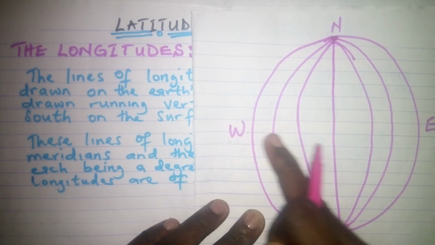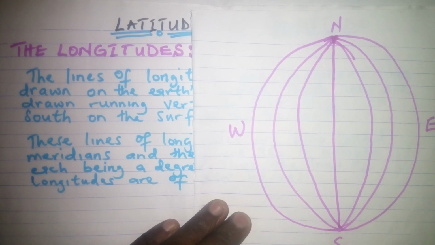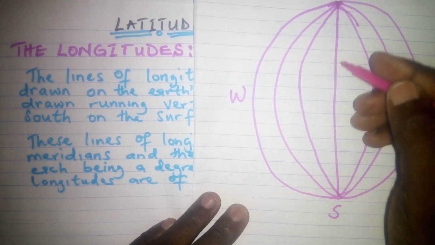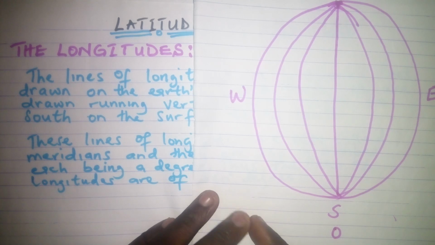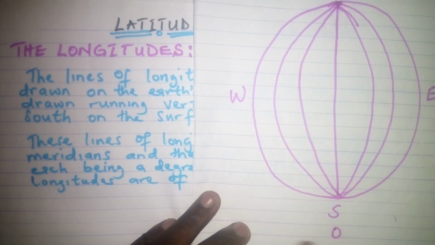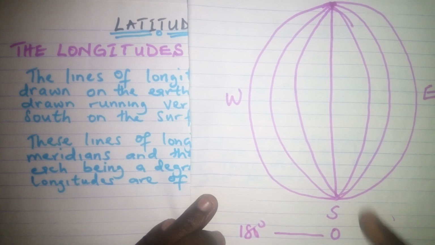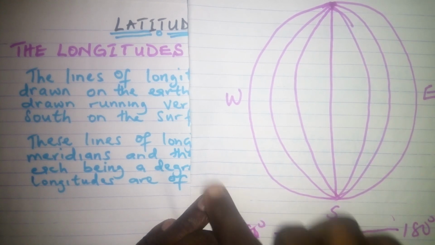And if everything here is 360, and this one is 0 degrees, let me write the 0 degrees for this line. So from here to here will be 180, since this line is sharing the whole 360 into 2. So from here to here will be 180 degrees, and again from here to here will be 180. That means due east will also be 180 degrees. So everything will now be 360.